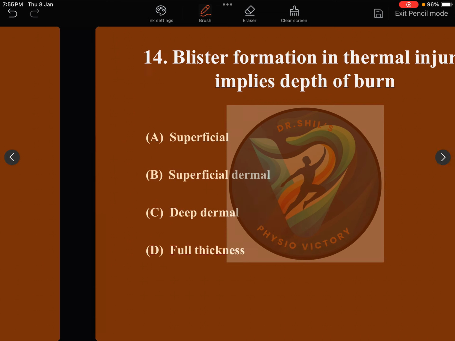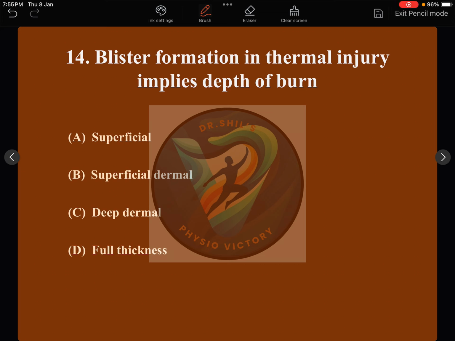Next, come to question number 14. Blister formation in thermal injury implies depth of burn. Option A superficial, option B superficial dermal, option C deep dermal, option D full thickness. Here the correct answer is option B, superficial dermal, or partial thickness.